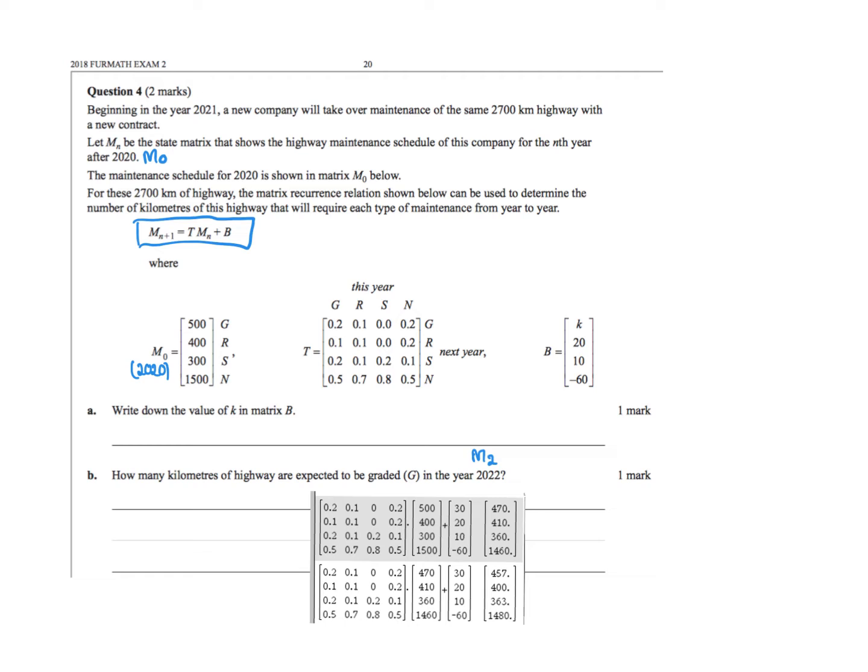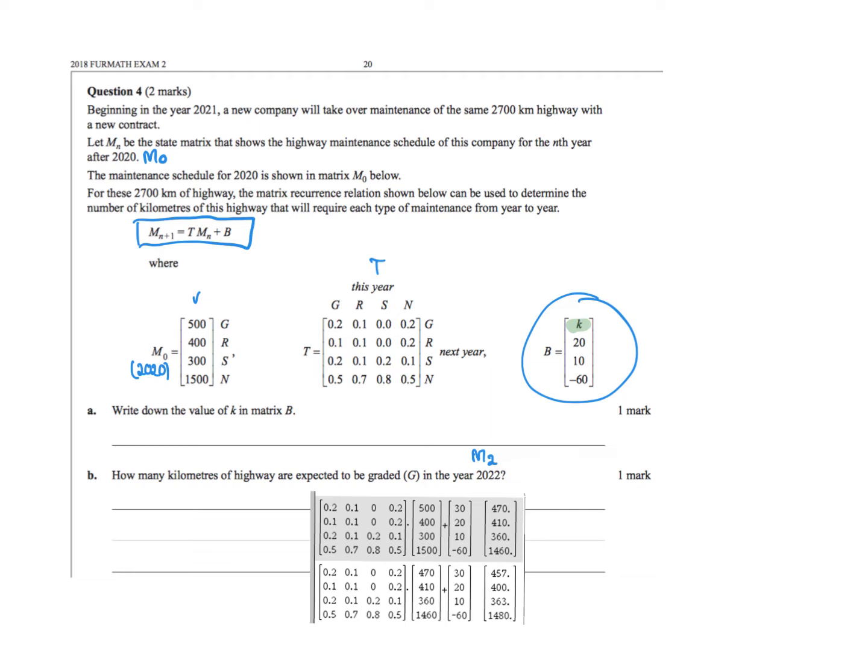Okay, so it says for these 2,700 kilometres of highway, the matrix recurrence relation shown below is used to determine the number of kilometres of highway that will require each type of maintenance. So you've got this recurrence relation. Here is the beginning M0, this is the transition, and here we've got this B, but we have a missing letter here, K. Now it says write down the value of K.